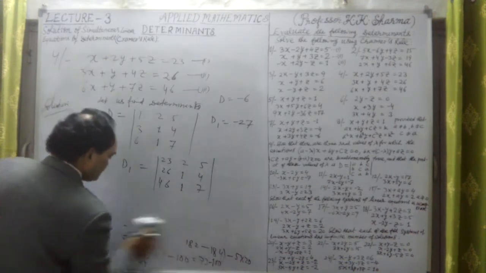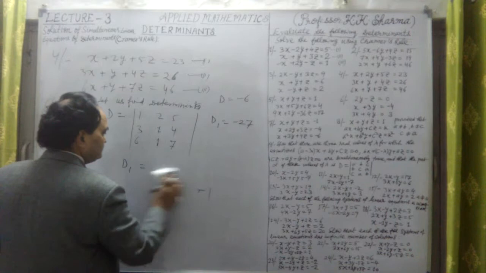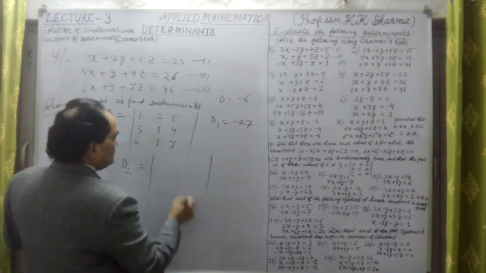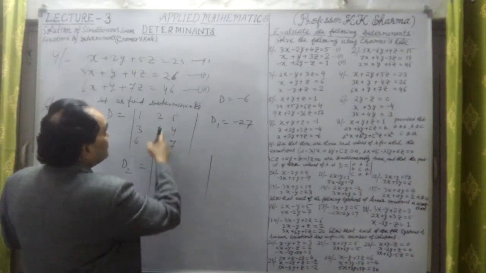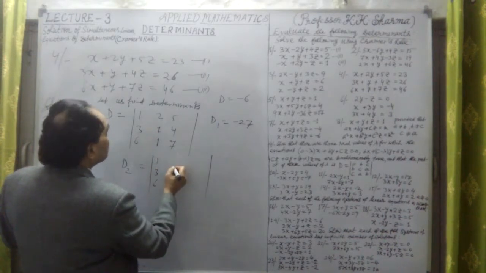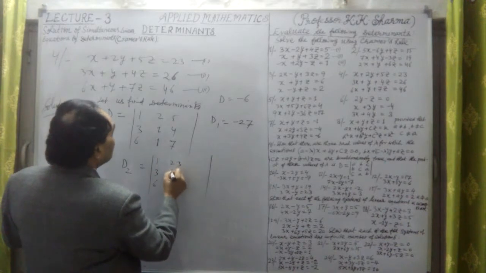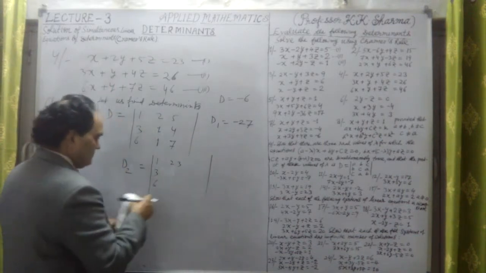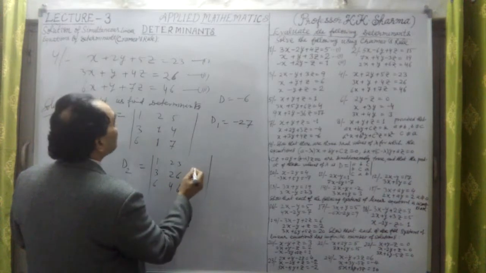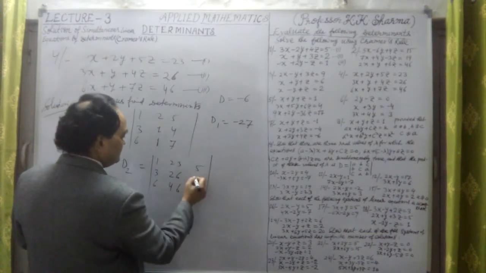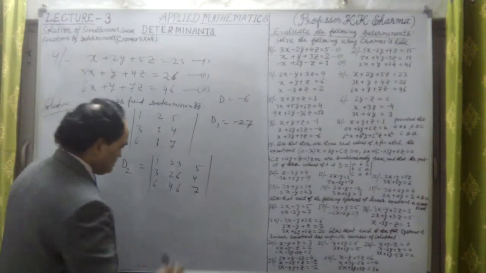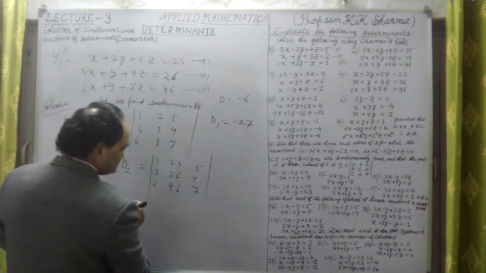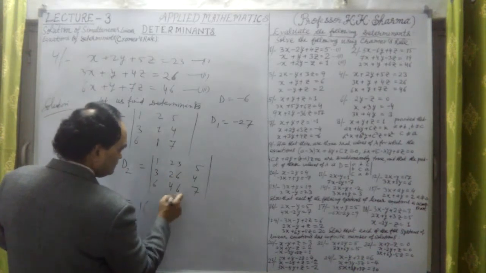Now let us take D2. What is D2 here? In D2, we replace the coefficients of y by these values, 26 and 46. The 1, 3, 6 stays as it is, 2, 1, 1 stays, and the y column is replaced by 26 and 46. And this is 5, 4, 7, as it is. Okay, if we expand with respect to the first row, this is 1 into 26 into 7.